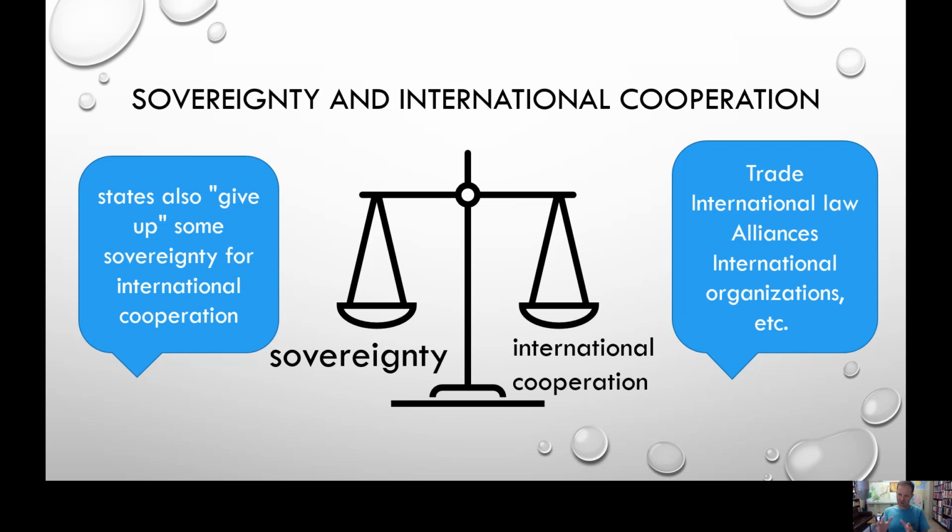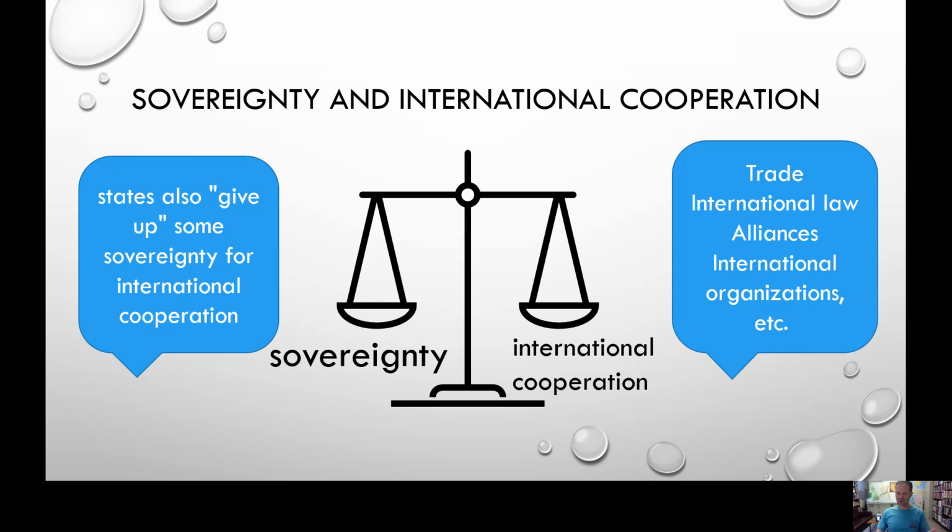But of course, states, like citizens, must cooperate. So in the international system, we also have this balance between sovereignty and international cooperation. So states also must give up some of their sovereignty for international cooperation. Some examples of this are trade, where you're giving up some independence because you become dependent on your trading partner. Of course, the benefit is you get increased productivity.